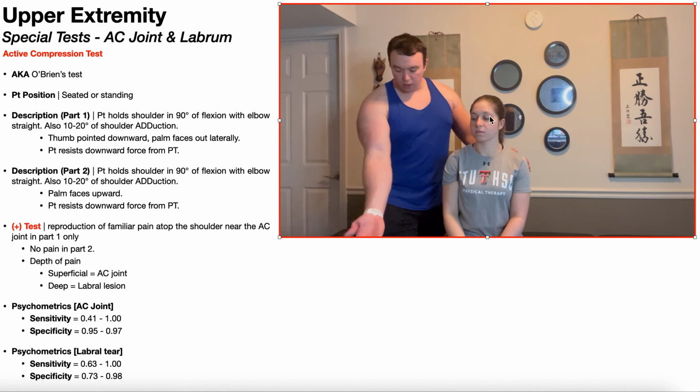And from here, you as the PT are going to apply a force downward, and the patient's going to actively resist and try to maintain that test position. So that is part one or position one. Position two is almost identical except for the fact that the palm faces up.